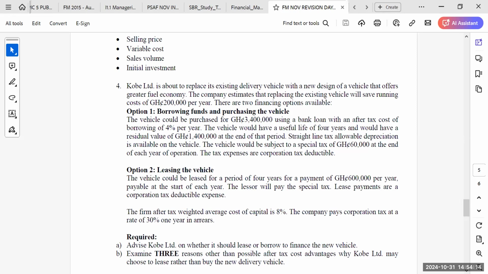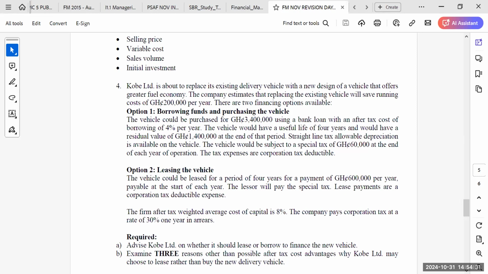So if you subtract the residual value from the cost, that's the purchase price of the asset, and you divide it by 4, you get 500,000. That being your depreciation, or depreciable amount.